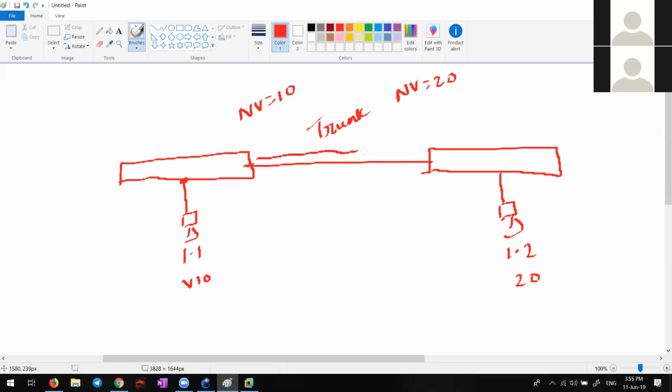Now the data leaves through this interface and reaches the other side. Now we'll think from the point of view of switch 2. On a trunk interface, since it is receiving an untagged frame, it thinks it is coming for which VLAN? Its native VLAN. And its native VLAN is what? VLAN 20. It will forward it through all VLAN 20 interfaces and the trunk interface, which means ultimately it will go to the destination and communicate. Yes or no?